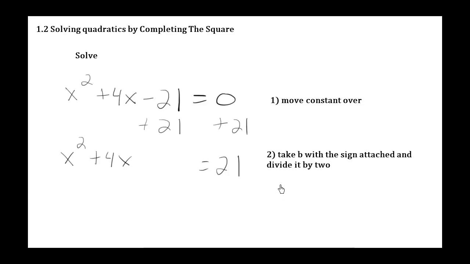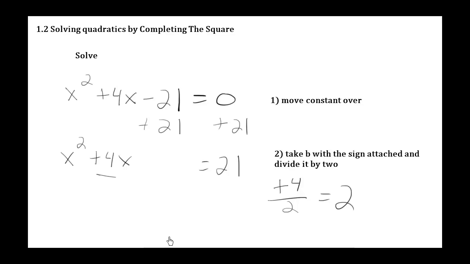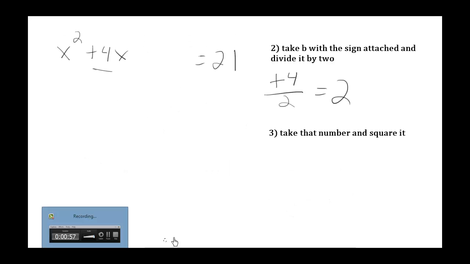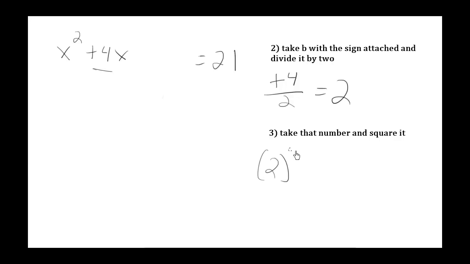Next, take your b term with the sign attached. So I do this work off to the side. Here's my b, it's the coefficient on the x, right there. So I take a positive 4 and I divide it by 2. So 4 divided by 2 is 2. Then take that number and square it. So I take 2 squared and I get 4.